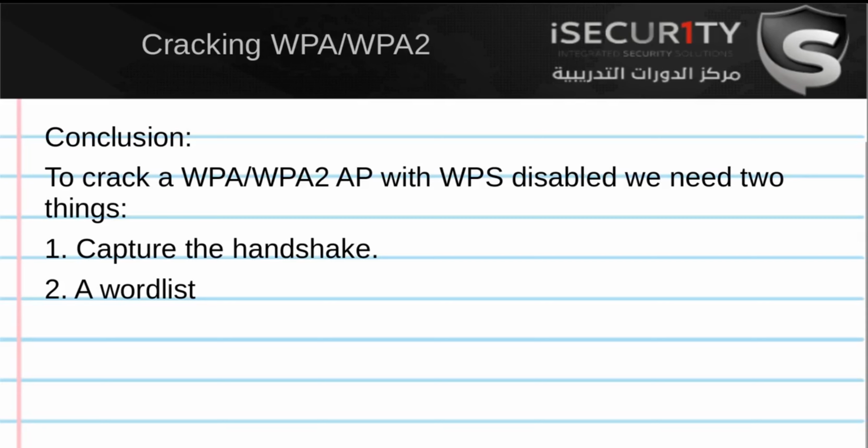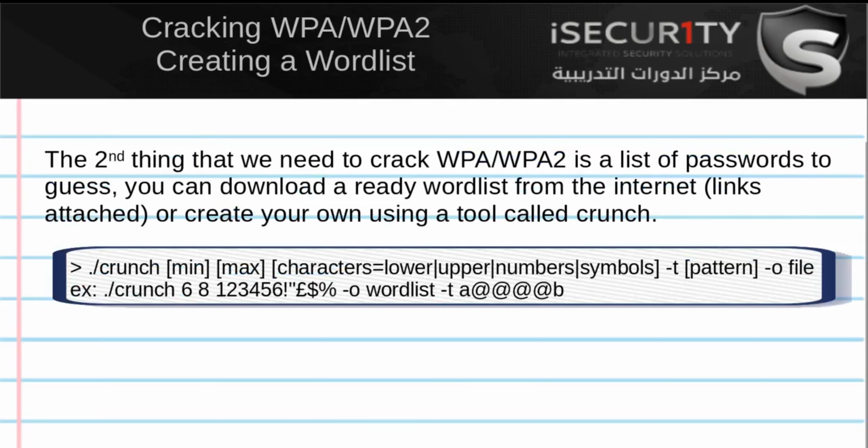Now I've attached a list of ready word lists that you can just download and use, or you can create your own word list using this video tutorial. We're going to use a tool called Crunch. It's basically just a script that you specify the characters that you want in the passwords, and it'll create all possible combinations of these passwords.